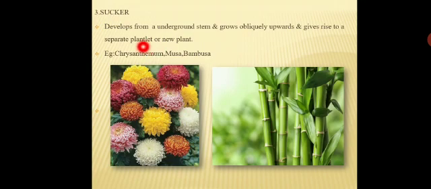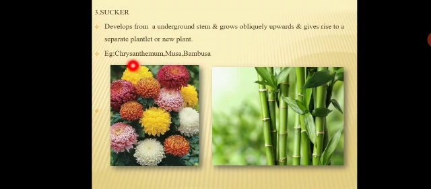Then the third one is called sucker. The sucker has the capacity to develop from the underground stem, and it grows obliquely, moving upward and giving rise to a separate plantlet or a new plant. For example, chrysanthemum, Musa, Bambusa.